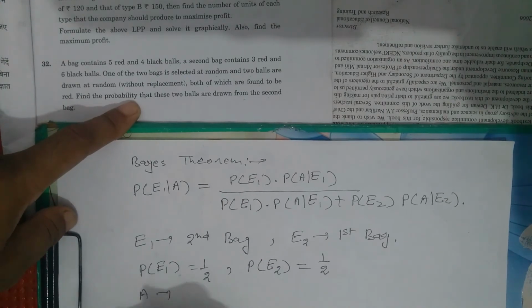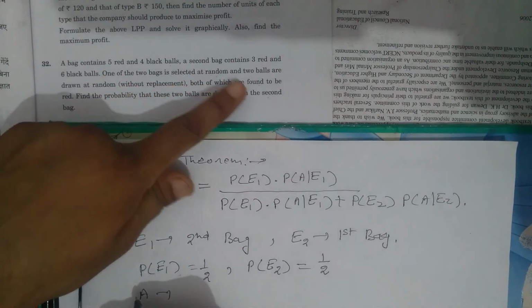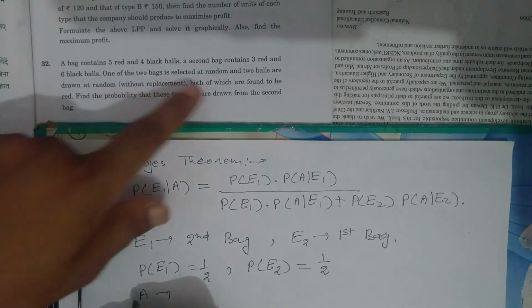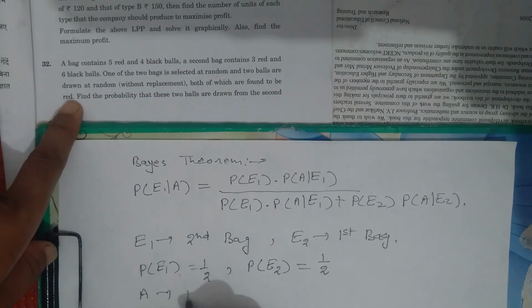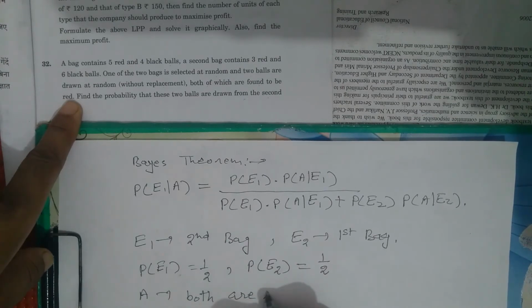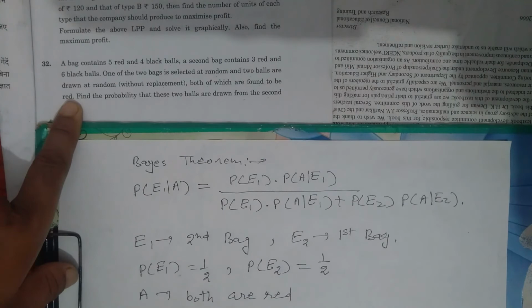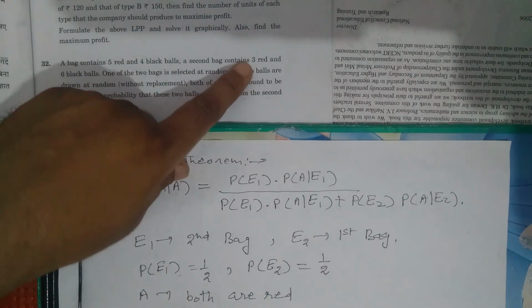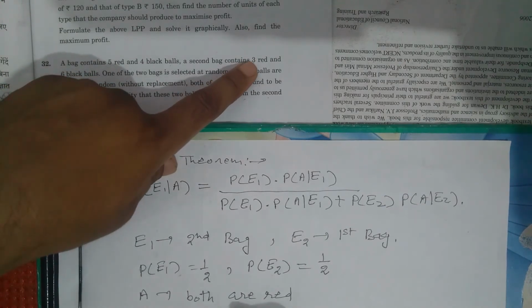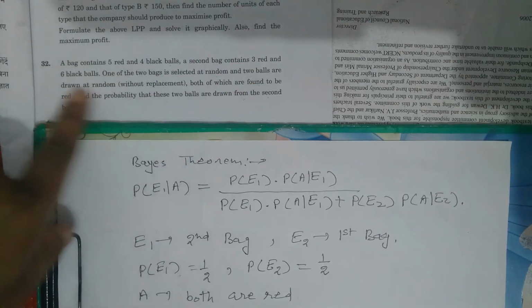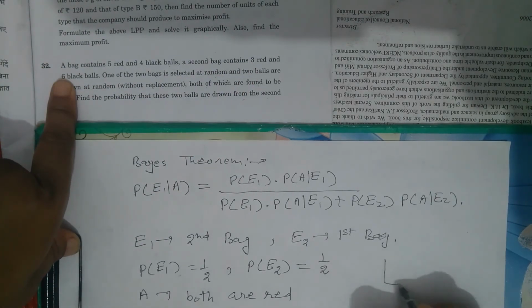Now what is A? One of the 2 bags is selected and 2 balls are drawn at random, both of which are found to be red. So in this way, what we can say is the probability of 2 red balls from E1, from the second bag. In the second bag, how many red balls are there? The first ball is red, 3 red balls are there. So first, 3 out of the total balls we have.